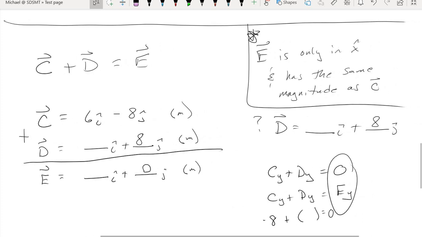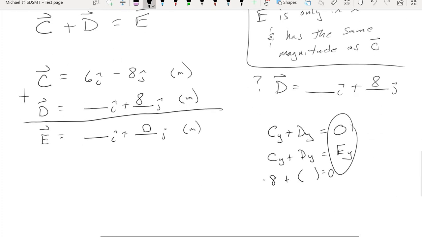But the x component of vector E is not 0. The other clue they gave us is that vector E has to have the same magnitude as vector C. So let's take a moment and find out what is the magnitude of vector C. Magnitude mantra says square root of the sum of the squares. And as we put all that into our calculator, it turns out that the magnitude of vector C is equal to 10.